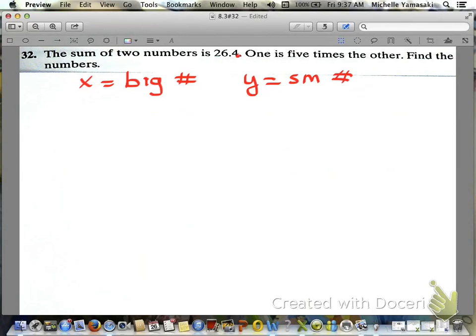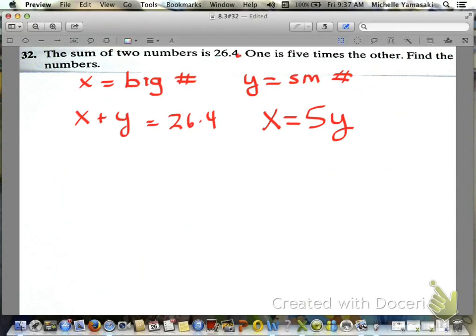Okay, so she said the sum of the two numbers. Here's the first one: x plus y equals 26 and 4/10. Next sentence: one is 5 times the other. That's like one number is 5 times the other number. Levi? Would it be x equals 5y? Yeah. X is the bigger number, so it's going to equal 5 times y.